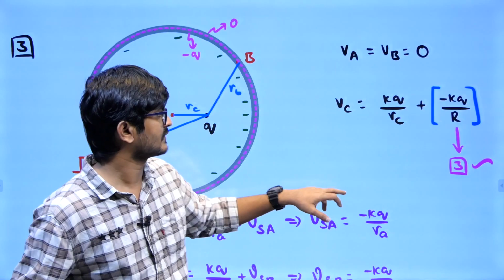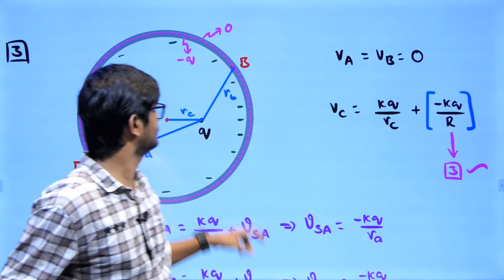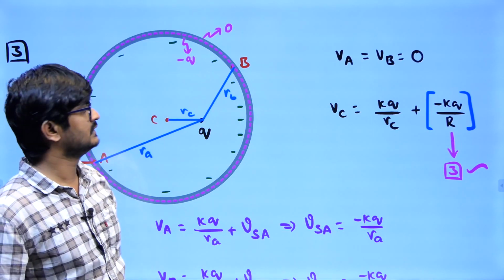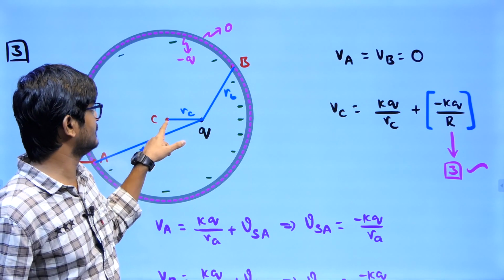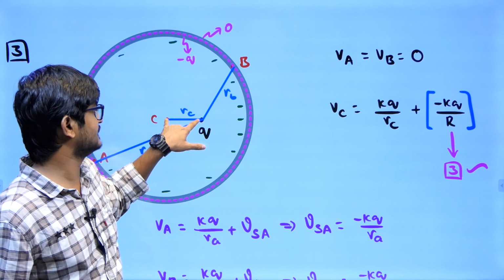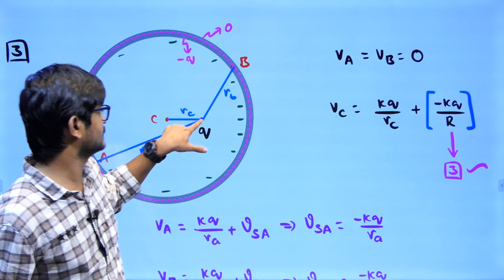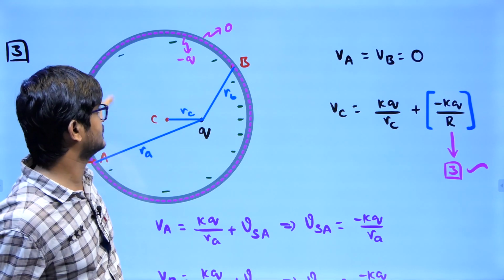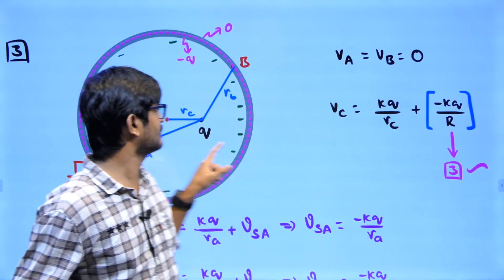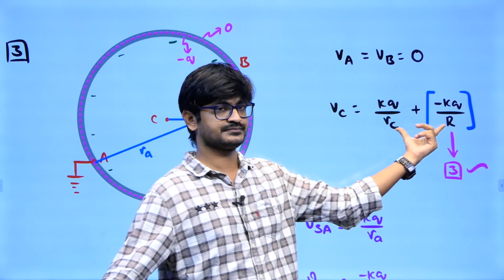So if I want to find the potential at C because of the induced charges, that will be quite easy. It will be minus kq by r, because this charge is minus q. But if I want to find the total potential, it will be kq by this distance, which is the potential due to this charge, plus the potential due to this inner surface. So total potential at C will be this much.